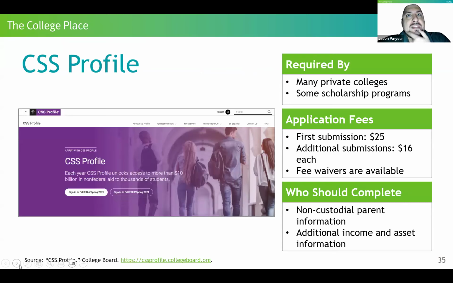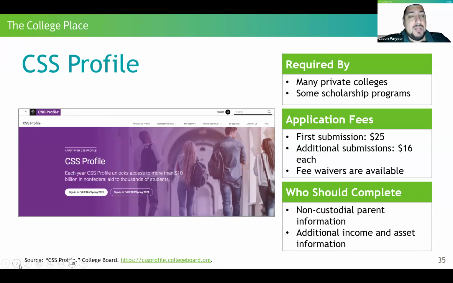Pushing ahead a little bit because I know I'm getting closer to my time for this presentation, but if you're asked to submit the CSS profile, again, this is a form that's typically asked for by private colleges, some scholarship foundations. It is the one thing that may cost money in terms of applying for financial aid. It is a product of the College Board, the same people that have brought us the PSAT, SAT, AP courses and exams. This is another one of their products to help with the college admissions financial aid process.